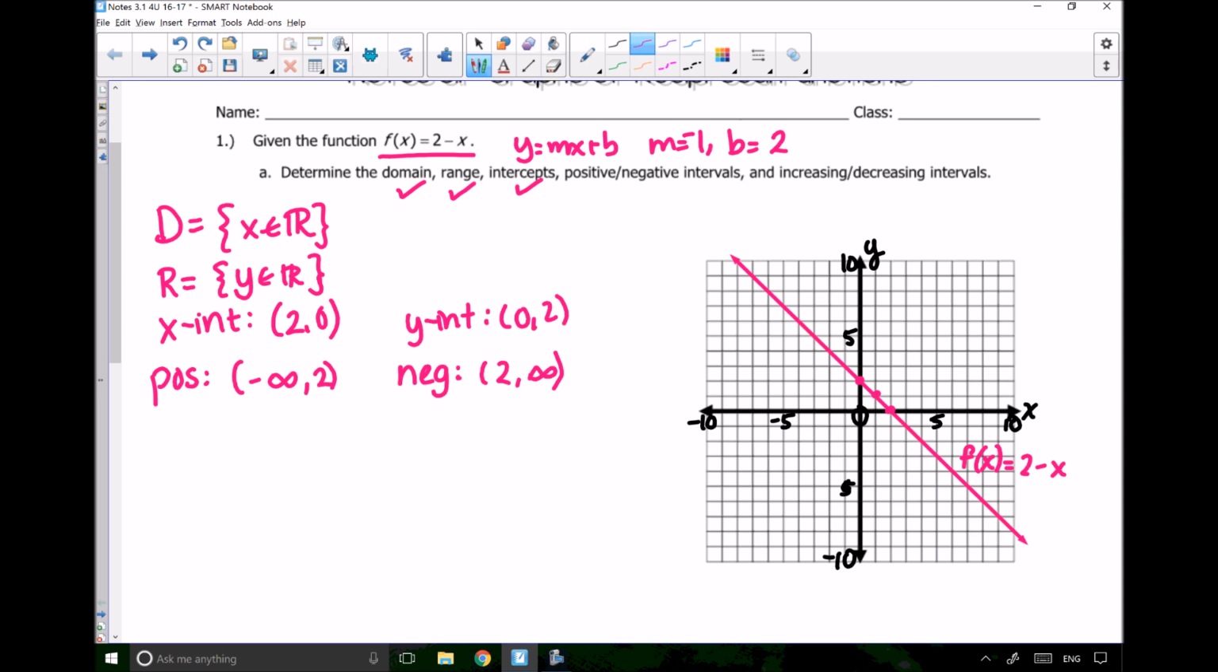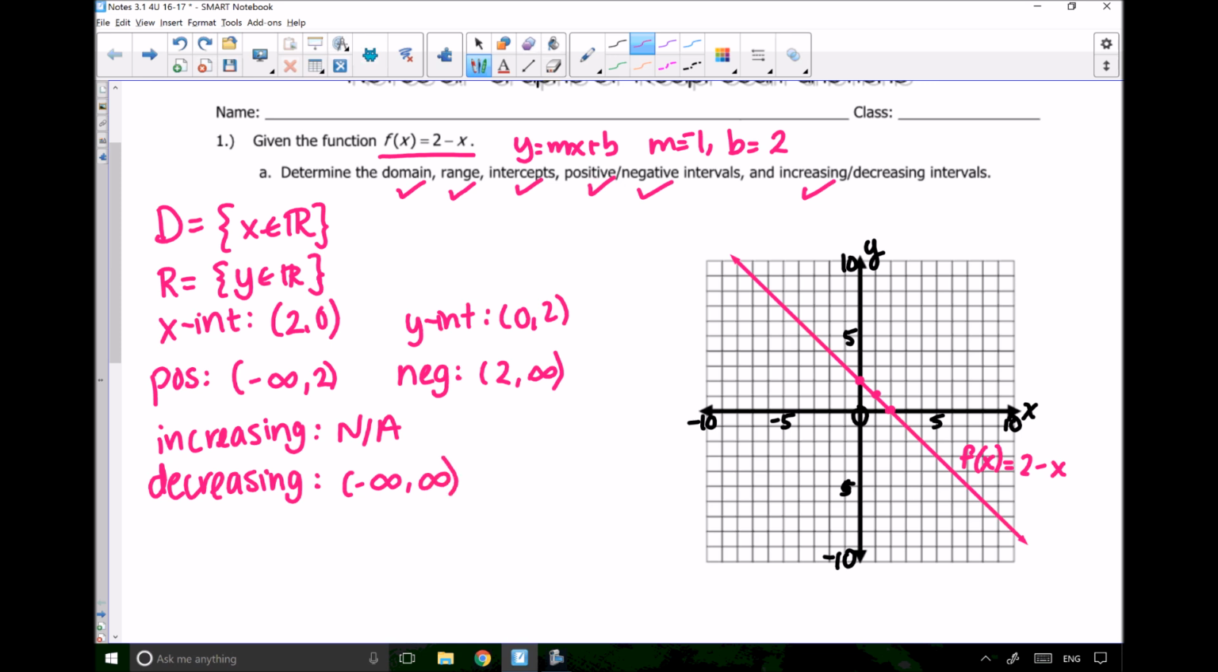Okay, so now that I've done that, I need to figure out where my graph is increasing. Well, my graph is increasing nowhere because it has a negative slope and my slope is constant. So there is no interval of increasing. Okay, so we finished our positive and negative intervals. We finished our increasing intervals. Now, where's my graph decreasing? Well, it's decreasing everywhere. So we're going to say it's from -infinity to +infinity.